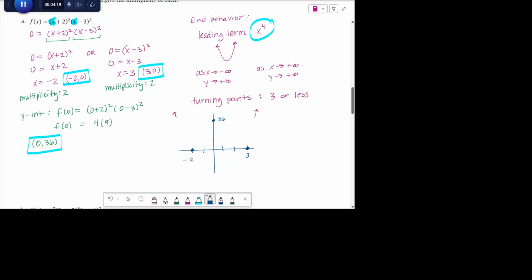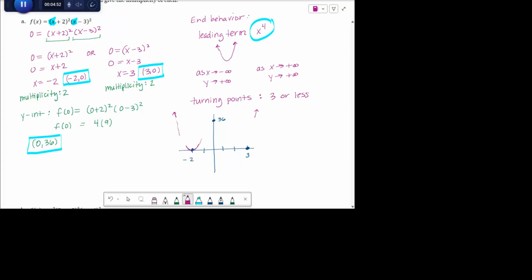So what's going to happen now is I need to take the multiplicities into account. When a graph has a multiplicity that is even, the graph is going to look like a parabola right at the x-axis. It sort of bounces off the x-axis. Since the graph is above up here, when I get to this zero at negative 2, the multiplicity is 2, so that means that the graph has to just bounce off the x-axis here, not go through the axis. If the multiplicity is odd, then the function will go through the x-axis.